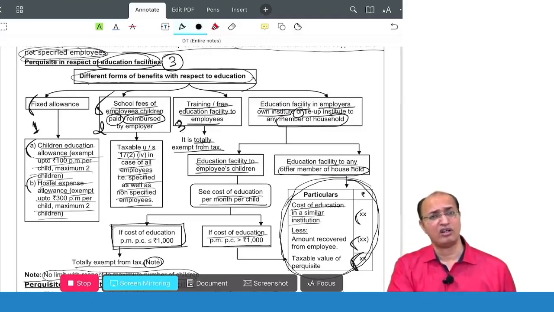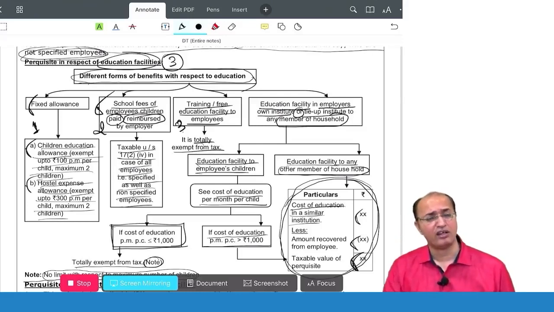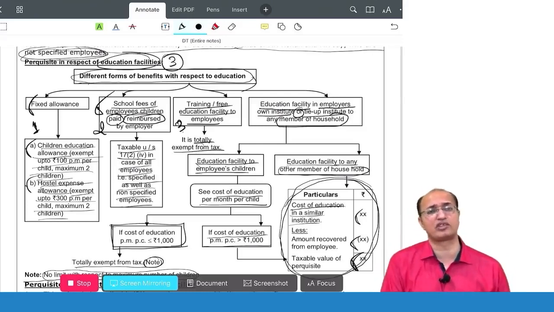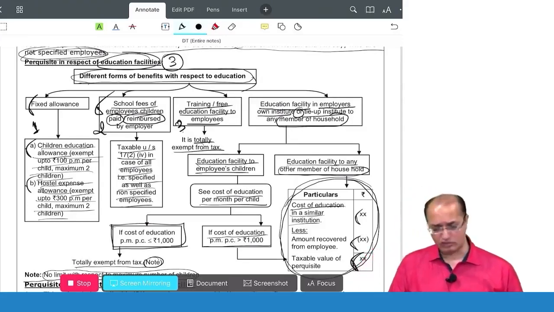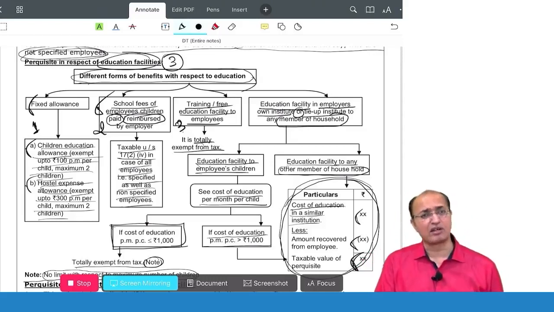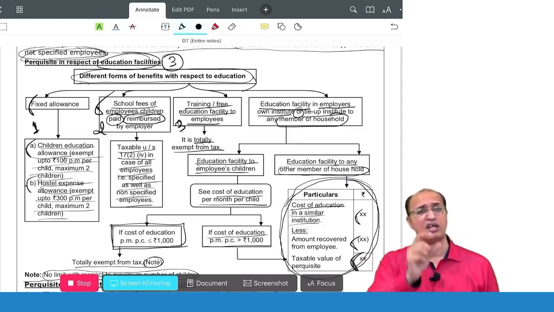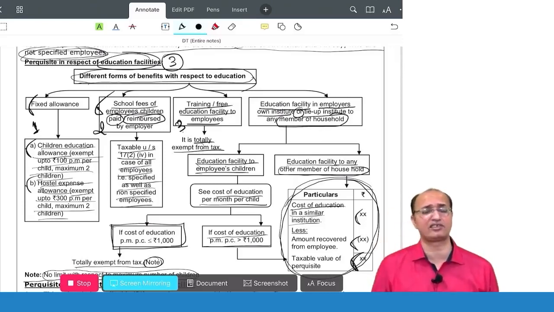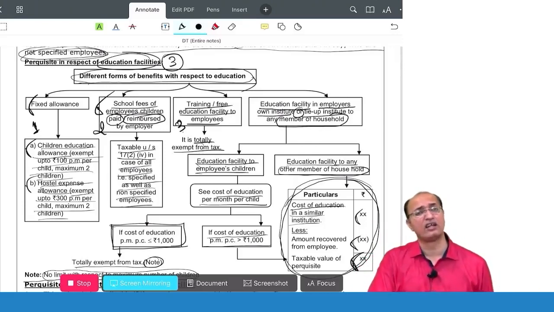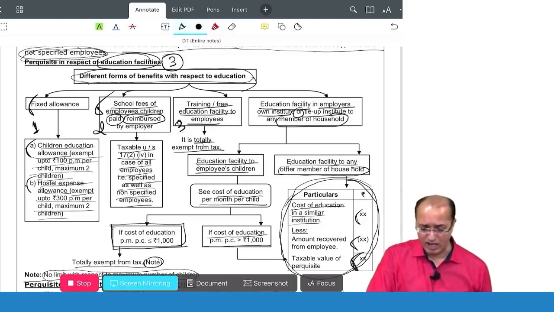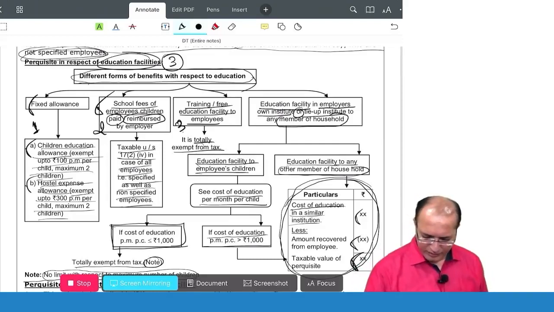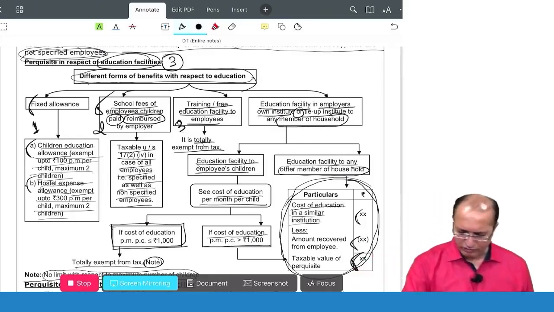That is what the Punjab and Haryana High Court explained in the case of Delhi Public School versus Commissioner of Income Tax. This case law is given in the CA Final module, not given in the CA Intermediate module. So I am just mentioning that if the cost of education per month per child is more than 1000, then 1000 rupees will not be given to you as a standard deduction exemption. The entire amount will become taxable. This is what is decided in the Delhi Public School versus Commissioner of Income Tax case law by the Punjab and Haryana High Court. Is that very clear? So with this, we have completed this education facility also. So we will wind up our session here.